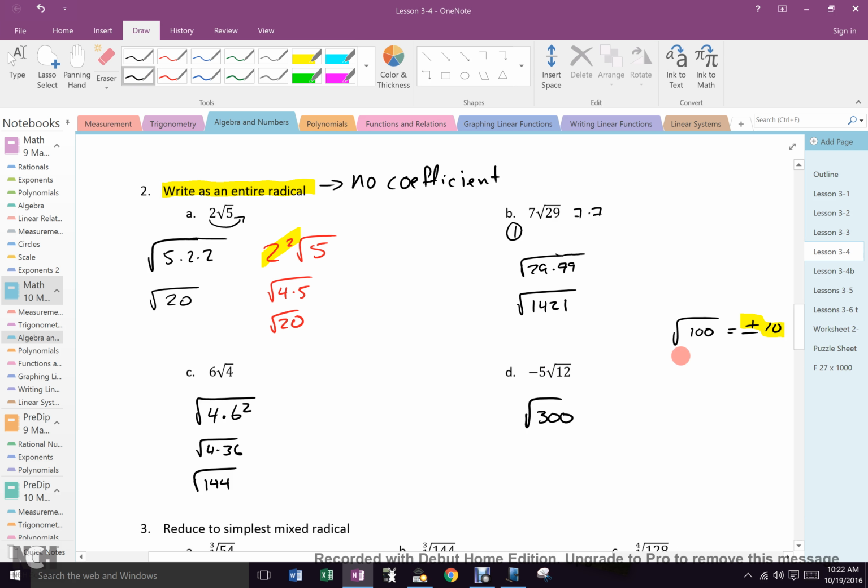I'll remind you of this. What is 2 squared? 4. What is negative 2 squared? Why? Because the negative is included. What is negative 2 squared?